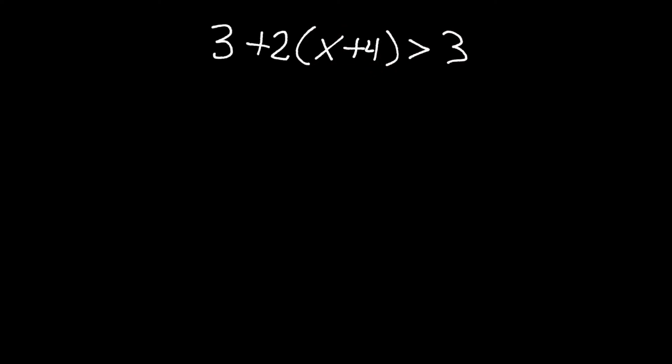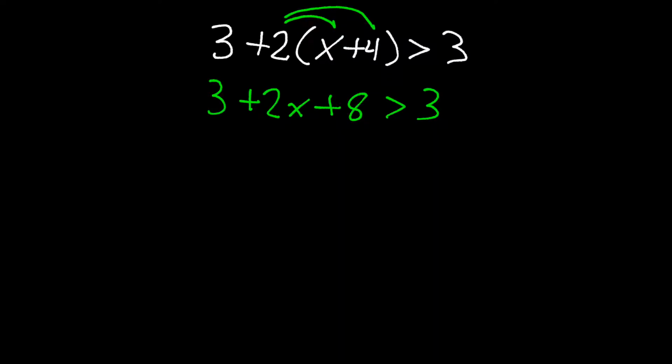So my first step is going to be to distribute the 2 inside the parentheses with multiplication. That will give me 3 plus 2x plus 8 is greater than 3. My second step, I have 2 constants on the left side. So I am going to need to combine like terms. I'm going to have to combine 3 with a positive 8. And 3 plus 8 is 11. So I have 2x plus 11 is greater than 3.